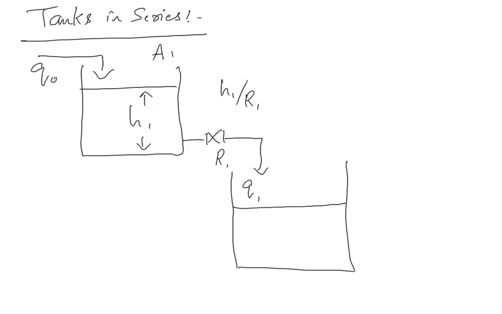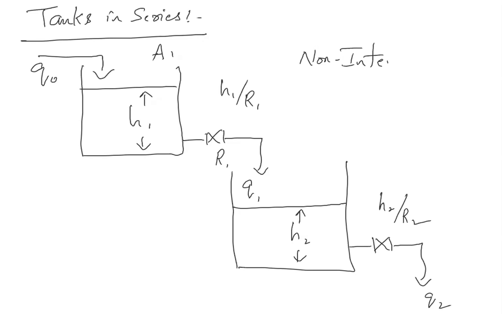Clear? So this is Q2. Now H2, this is, let's say, H2 by R2. So two tanks connected like this are called non-interacting systems. They are not interacting.